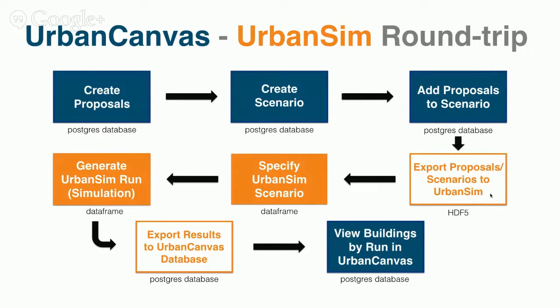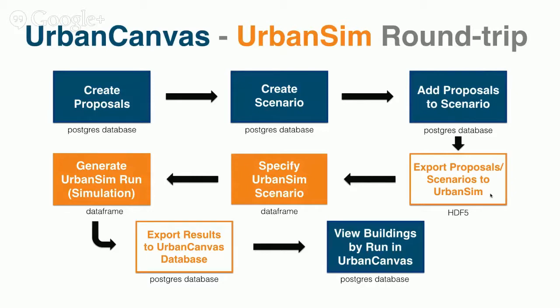So create proposals in UrbanCanvas, and that includes things like parcel subdivisions, rezoning, and specific site designs. And that's stored in UrbanCanvas on the back end in a Postgres database. And then tie each of those proposals to different scenarios. Again, those scenarios get stored in the same place. And then those proposals get ported over and they're tied to scenarios within the UrbanSim data cache, is what it's traditionally been called.